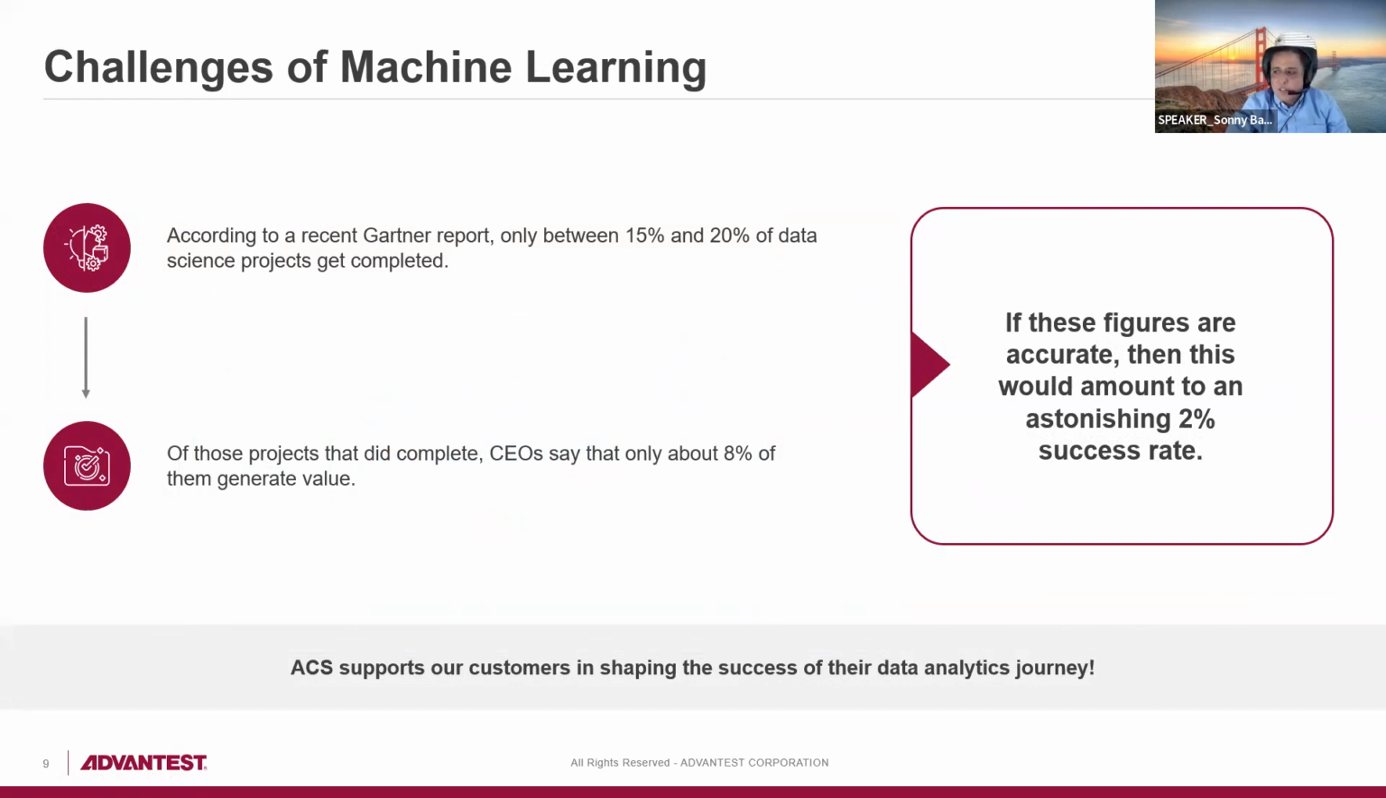According to a recent Gartner report, only 15 to 20% of data science projects are completed. From those projects which do get completed, the CEOs say only 8% of them get value. So let's multiply the two numbers. The success rate is then only 2%. Imagine a lot of companies are investing in data science projects. There are a lot of press releases, but the success rate is only 2%.